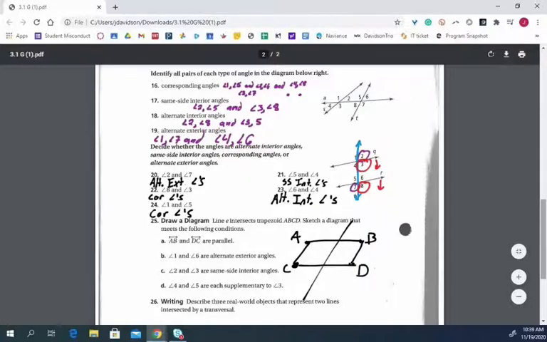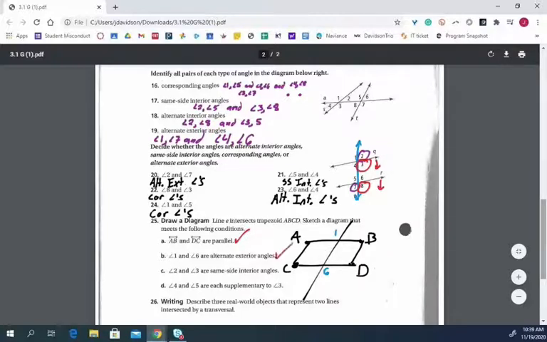So we did part A. Okay, I'm going to put a check mark there. Angle 1 and angle 6 are alternate exterior. So I'm going to label these angles. Angle 1 here, alternate exterior, and angle 6. You guys with me? I feel like I'm moving fast. No, I'm with you.